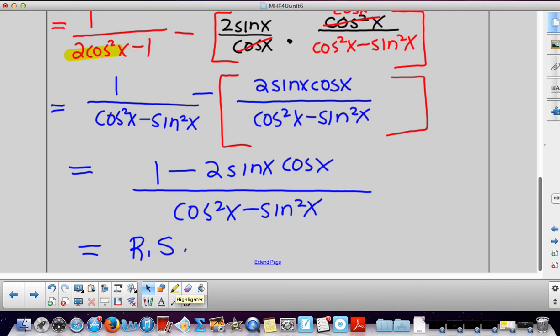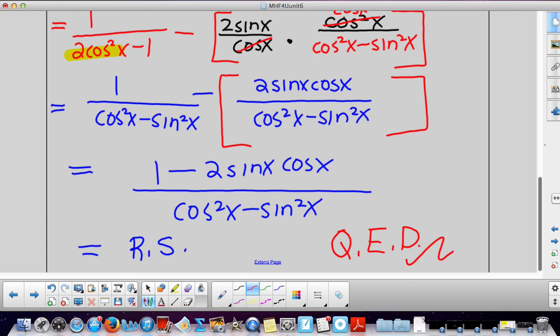And the Latin way of saying I have proved this, the initials for that are QED. So we always put QED after we solve a proof. Okay? So that was a proof involving double angle formulas.